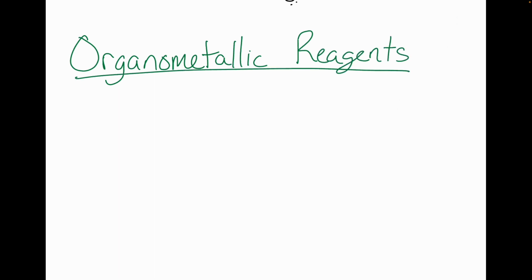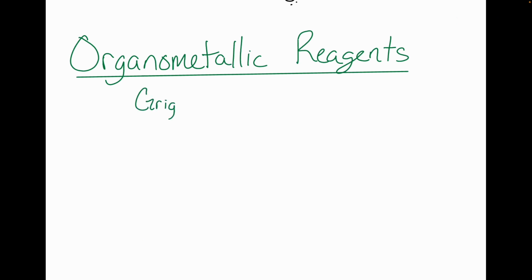Okay, and these are two that have been introduced before. One of them we've already discussed quite a bit in this semester. Those are our Grignard reagents. Right, that name organometallic, there's an organic and a metal in the same compound. Our Grignards were one of those compounds, right, that MgBr.